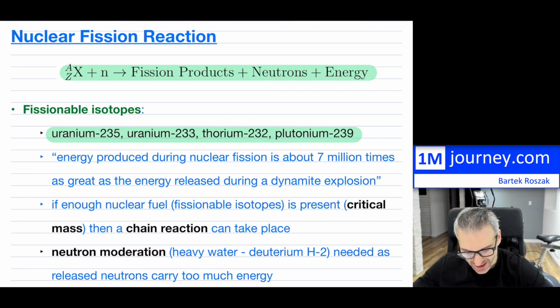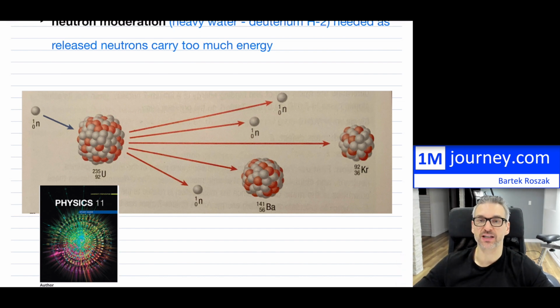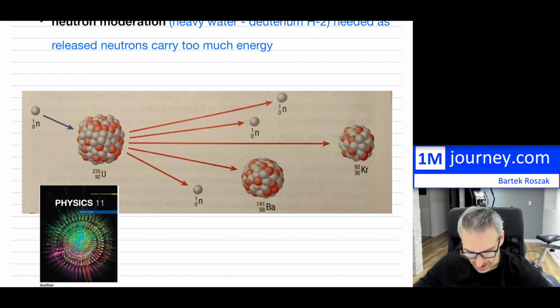Let's see this in action, and let's do a calculation to see how much energy actually comes out from just one single reaction. Of course, the more mass you have, the more chain reaction you have. This gets bigger and bigger and bigger.